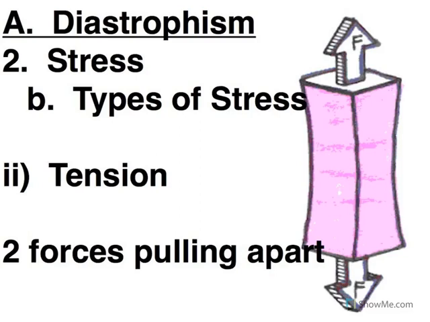Tension, now we have the forces pulling apart. So we have our rock being pulled in two opposite directions. Well, that is going to be associated with a rift zone, where the two plates pull apart.